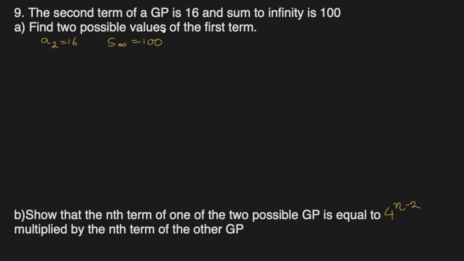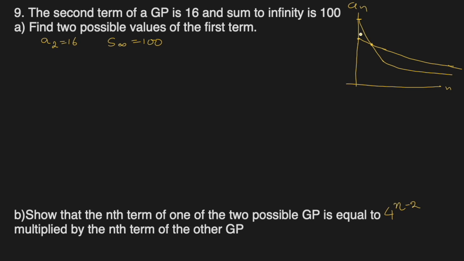Find the two possible values of the first term. Okay, if I draw a graph of two GPs, one will obviously start with a higher number, one will start with a lower number. The second term is equal, that means their graphs will be crossing at 16 when y is 16. If I say this is the an and this is n, and they go to infinity at the same level.